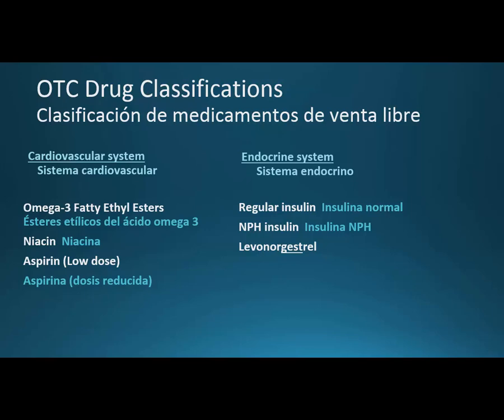Niacin becomes niacina. Aspirin low dose becomes aspirina, dosis reducida. And that's important because the patient might just be excited that they found aspirin, what they were looking for, but to understand that we have those two different doses, and I'll talk about them during the actual presentation. Then endocrine system, sistema endocrino. Regular insulin, insulina normal. And then NPH insulin, insulina NPH. And then levonorgestrel, I think that one worked out the same too. Levonorgestrel. Okay, so just the way that the vowels work out, it comes out okay.